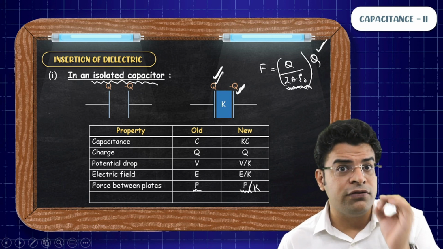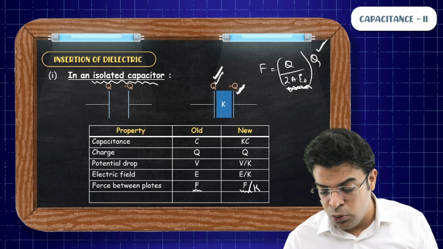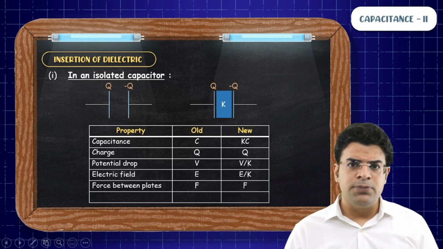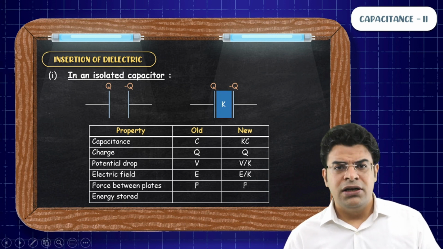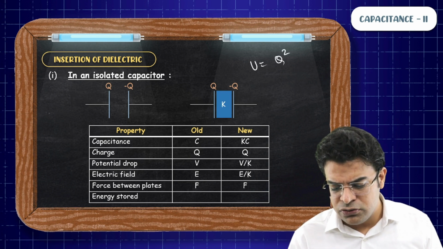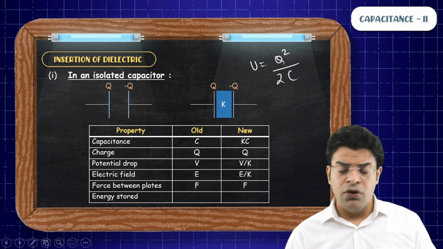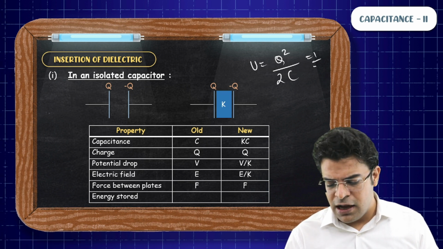At the position of the second plate, the field due to the first plate remains the same, equal to Q upon 2A epsilon naught. Let's move on to the next part. What happens to the energy stored? Sir, let's see using energy stored equals Q square by 2C. Okay. Sir, why are you using Q square by 2C? Why not half CV square?